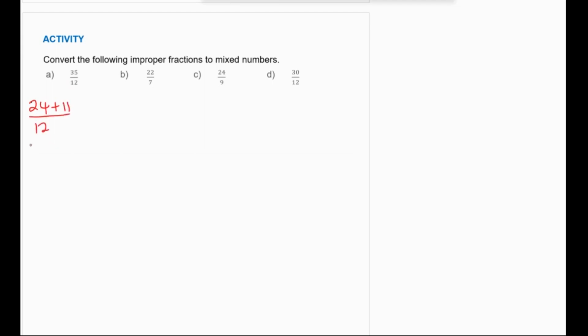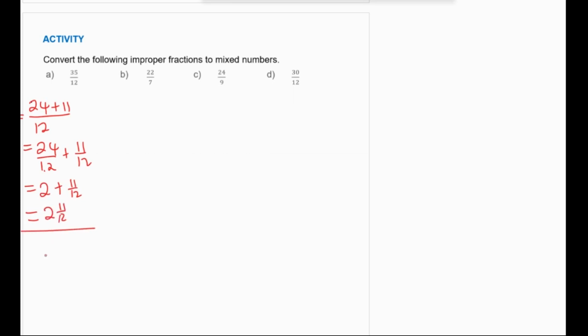And then you can break this into two fractions. And then get 24 over 12 plus 11 over 12. And then 24 divided by 12 is 2 plus 11 over 12. Then our mixed number becomes 2 and 11 over 12.